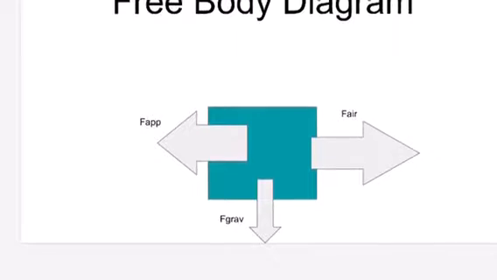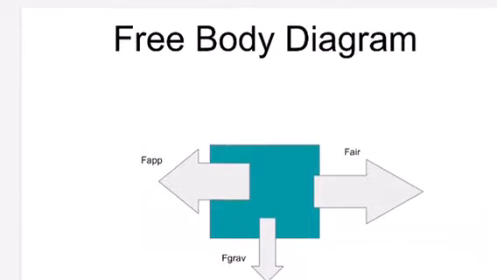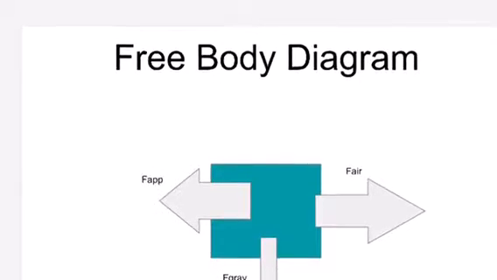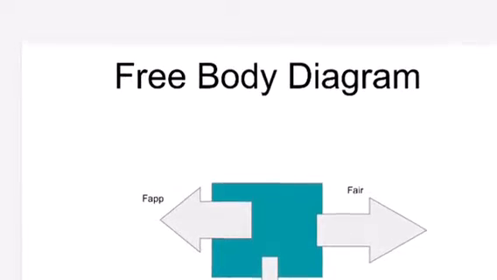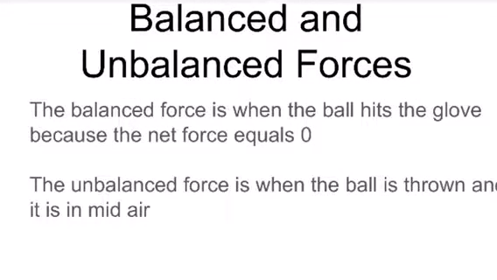The force of air is pushing the baseball down a little bit. The force of gravity is bringing the baseball down towards the earth. I apply force to the baseball, making it move towards my dad. The balanced force is when the ball hits the glove because the net force equals 0. The unbalanced force is when the ball is thrown and is in midair.